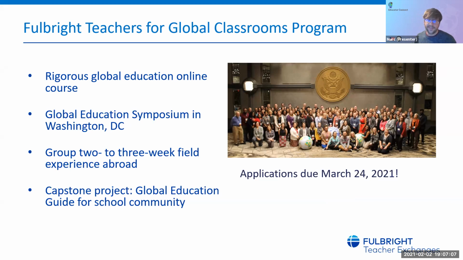Following the online course is a symposium, which brings together the full cohort for an in-person workshop. You build networks, collaborate further, and you develop strategies to enhance global learning. This event is held in Washington, D.C. And then in the spring or summer of your year-long Fulbright TGC program, you'll participate in a group-led international field experience for 2 to 3 weeks.